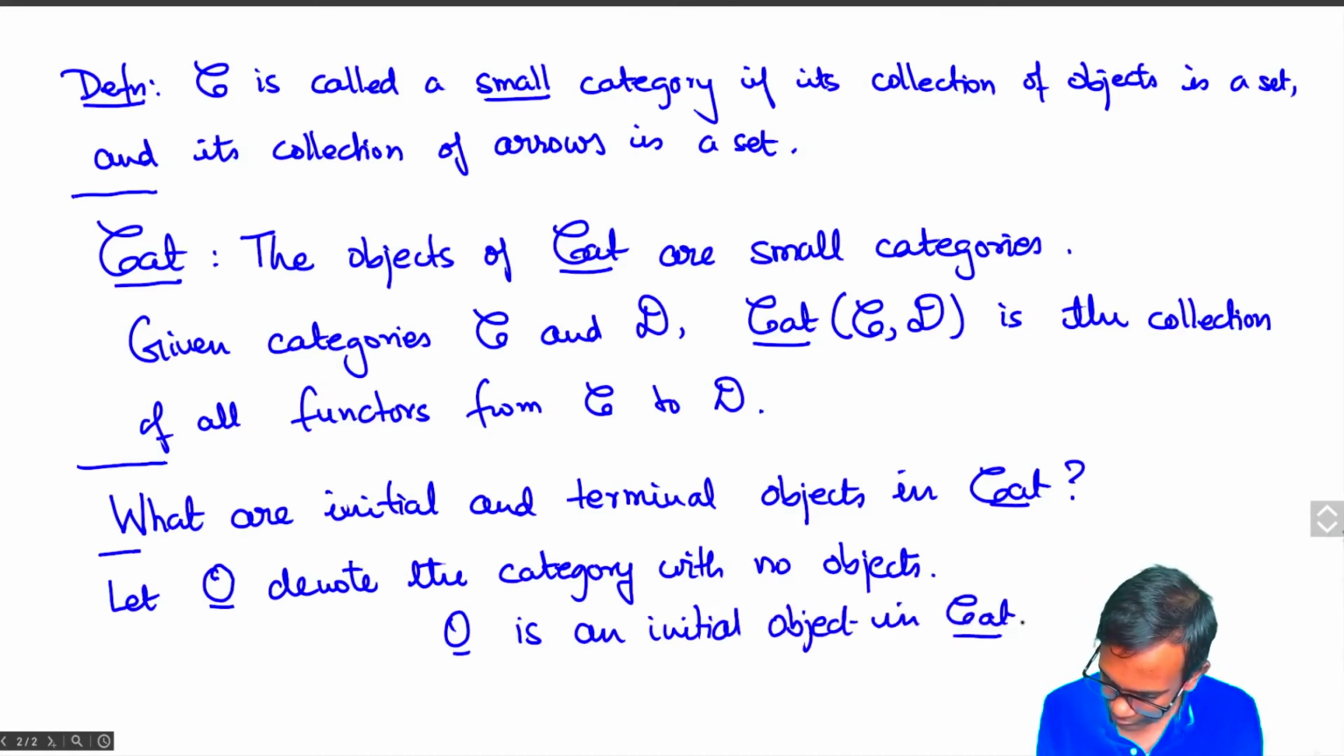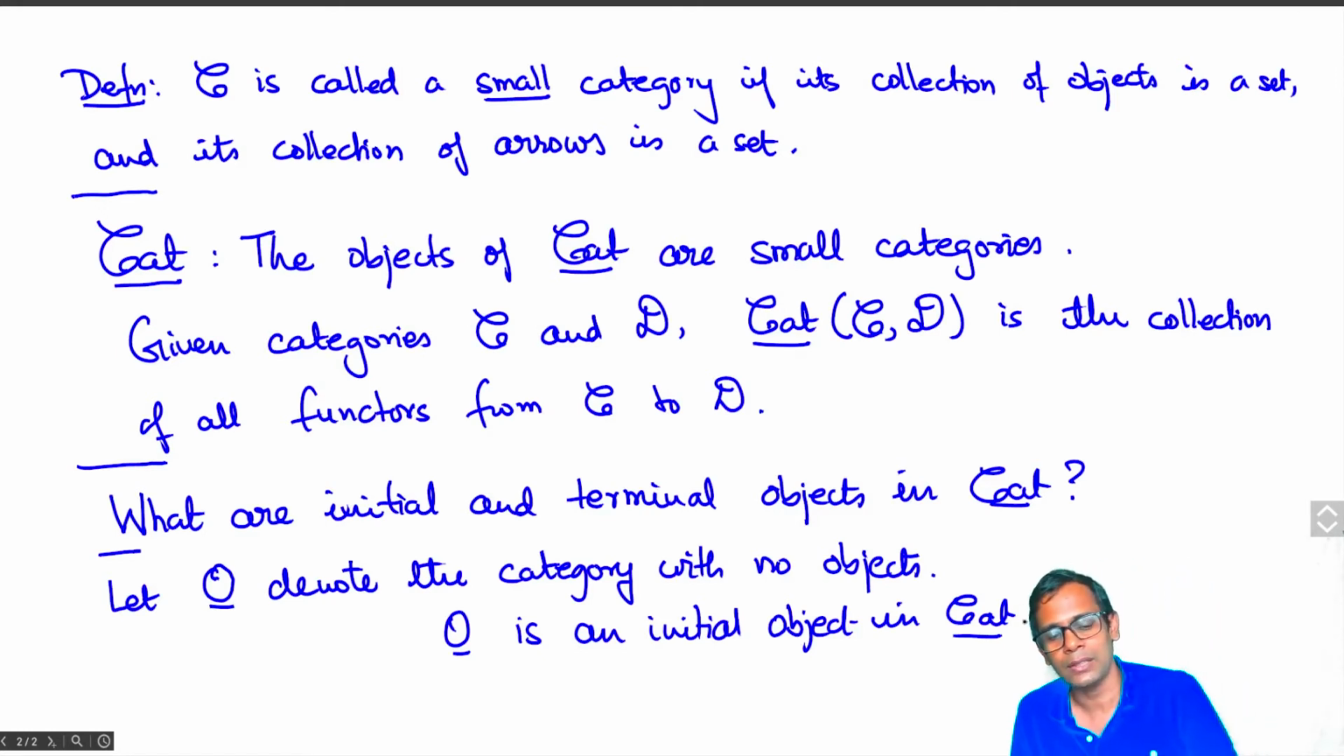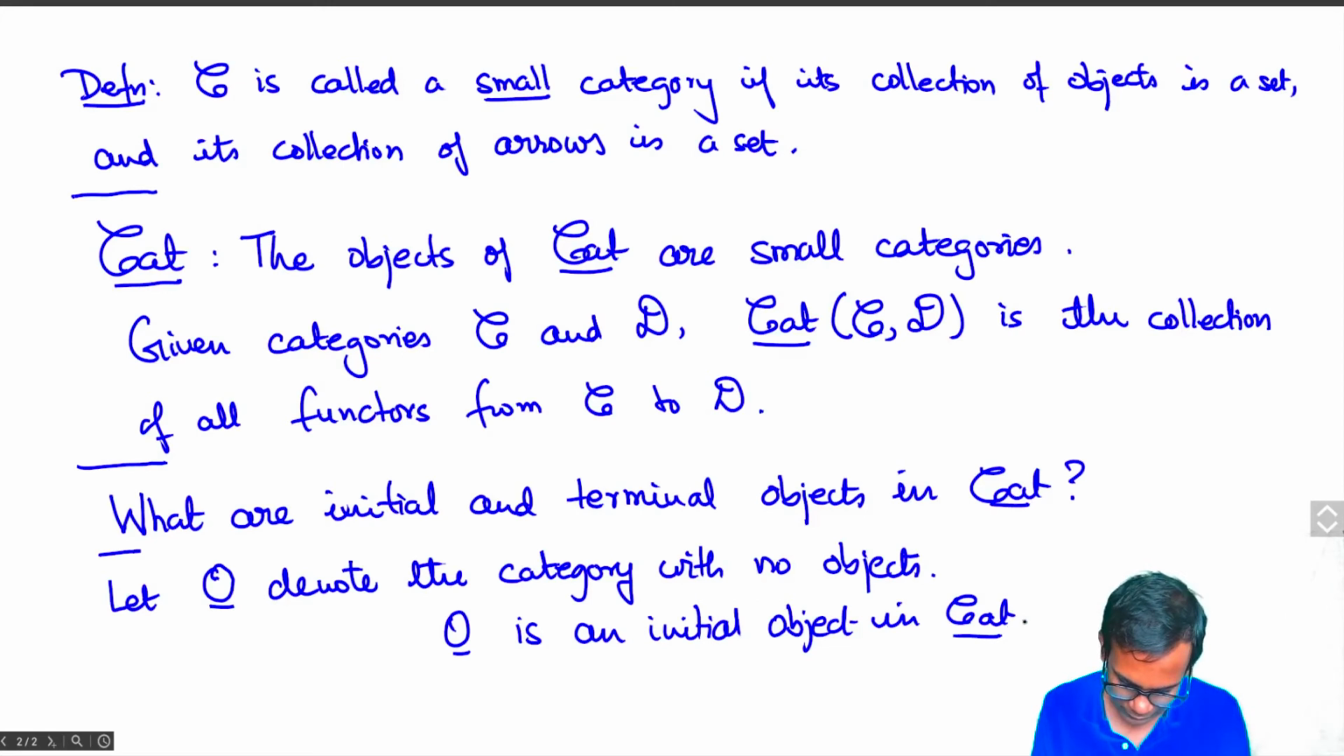Indeed, given any category C, there's only one functor from 0 to that category C. The functor doesn't have to do anything. You can think of it as the empty functor. There are no objects in 0, so you don't need to associate any. So there's nothing to associate, and that's the only functor there is.